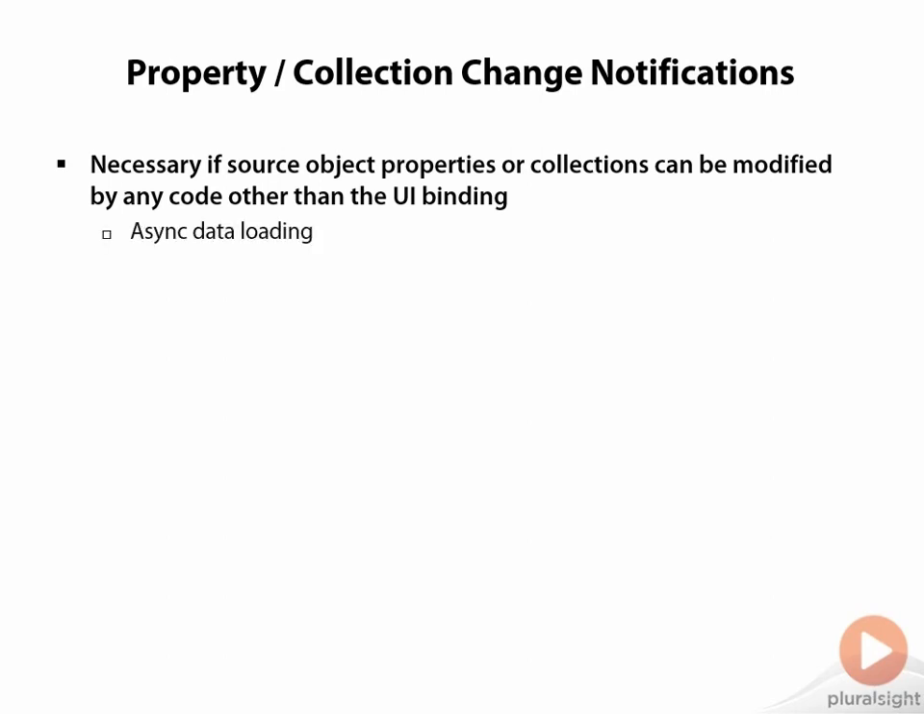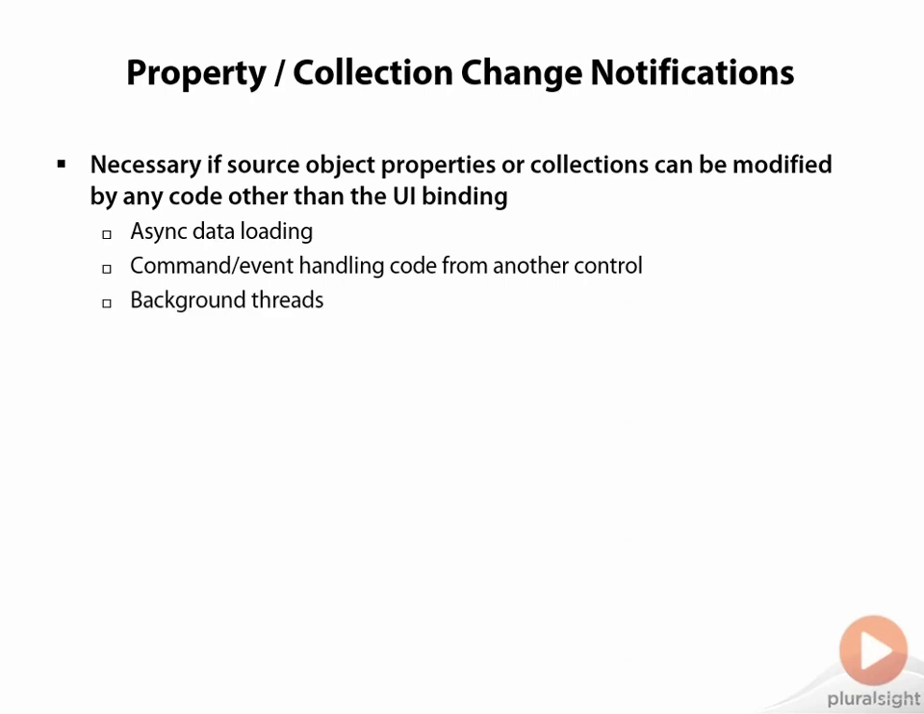So this includes things like if you go out and do an asynchronous service call to load some data into your UI's memory space, you're going to end up setting properties or populating collections behind the scenes after the UI has already rendered and the XAML has been parsed. Another scenario is if you have a command or event handler in code, and that reaches out and modifies the data source object for another control.